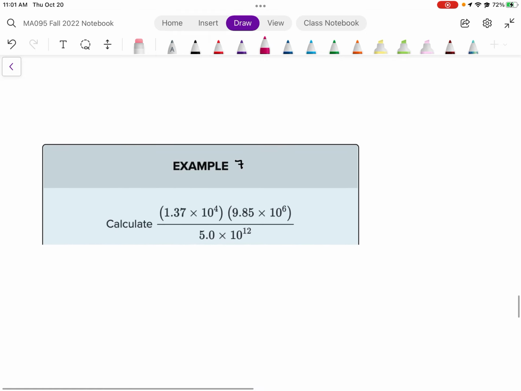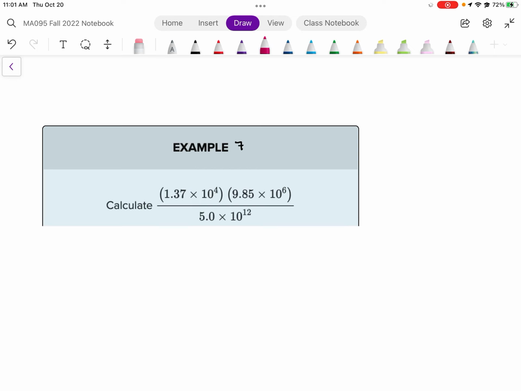All right, so this one, again, I would just do this on the calculator, but I'm going to show you the long way because I can't display my calculator very easily. So I'm going to just show you how to do it. So I'm going to do basically 1.37 times 9.85 divided by 5. So 1.37 times 9.85 divided by 5, or 5.0, right? And then that's going to be times 10 to the 4 times 10 to the 6 over 10 to the 12. Now again, if there were any pluses in here, this would not work. I just rearranged the top, right? Rearranged the bottom and then kind of pulled them apart into the pink and the green.